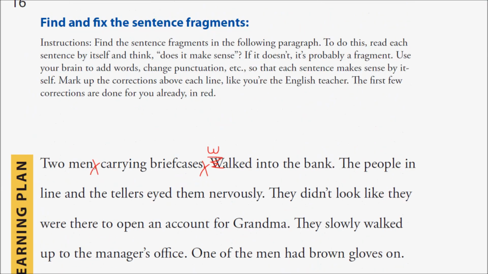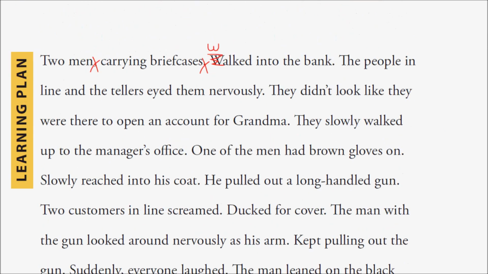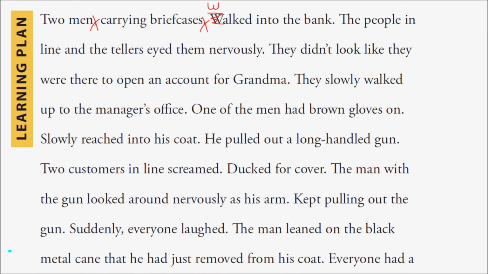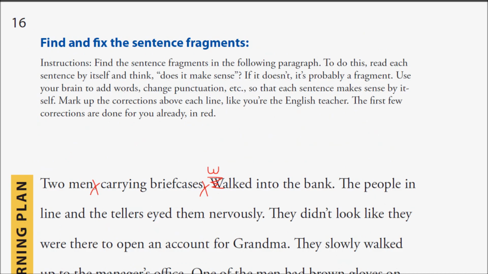And then in here, this paragraph contains a bunch of sentence fragments, and what you're going to do is find them and fix them. Okay? So here, you see it says, 2 men, comma, carrying briefcases, period, walked into the bank. See this, walked into the bank? That's a fragment. And so is 2 men carrying briefcases. They're both fragments, so what you have to do is put them together.